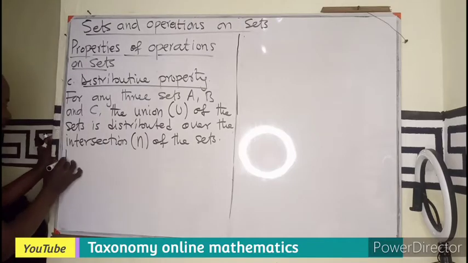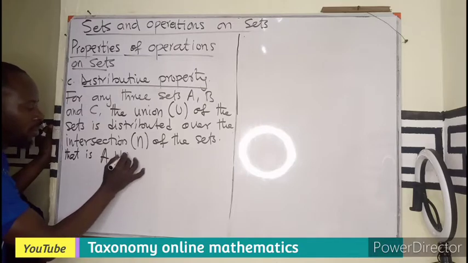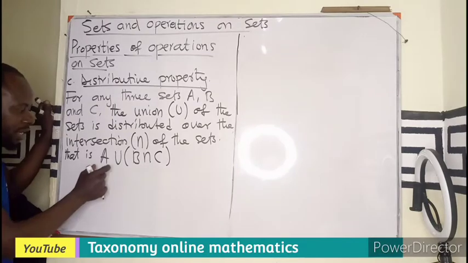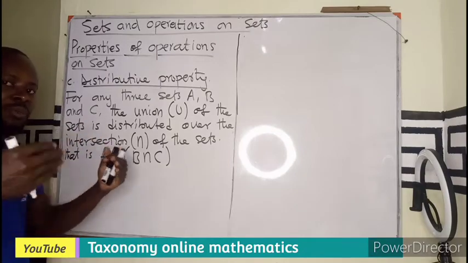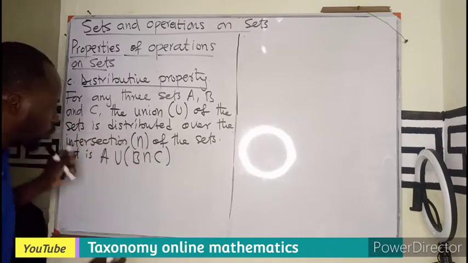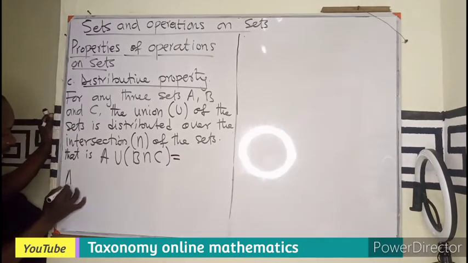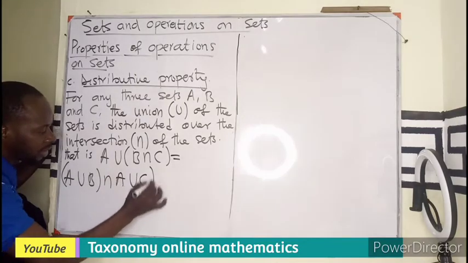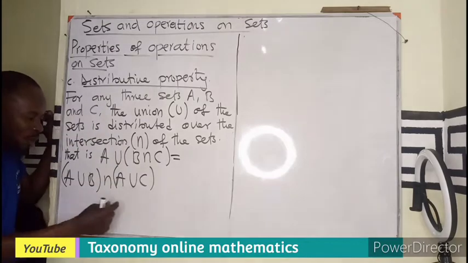So that is, if I have A union into bracket B intersection C, for me to distribute this over this, we know we want to open the bracket: the term outside the bracket multiplies each of the terms in the bracket. So seeing this as an operation, this will be equal to A union B intersection A union C.